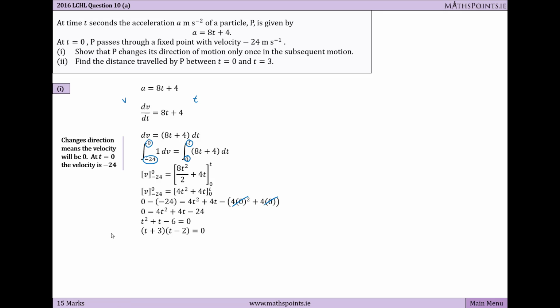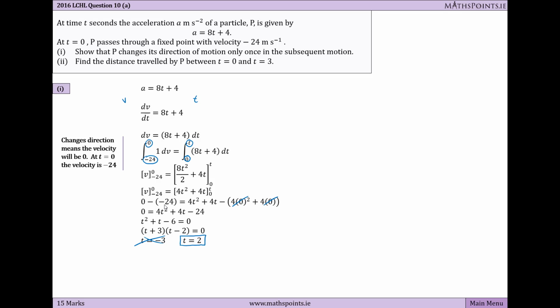Let each bracket equal 0, and we get results of t is equal to minus 3 and t is equal to 2. Obviously, t stands for time in this question, so we're going to discount the negative time, so we're not interested in that answer. And so t equals 2 is the only time when this particle had a velocity of 0, and hence that's the only time when the particle changed direction. And that's enough to prove it.